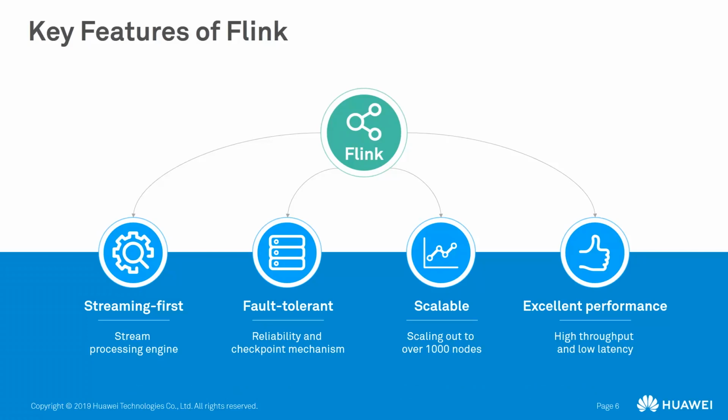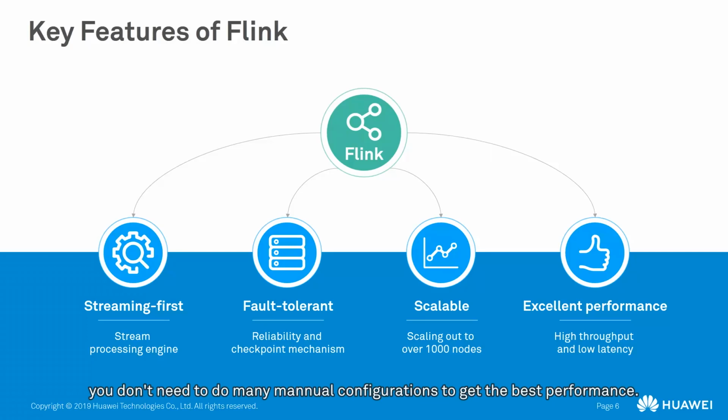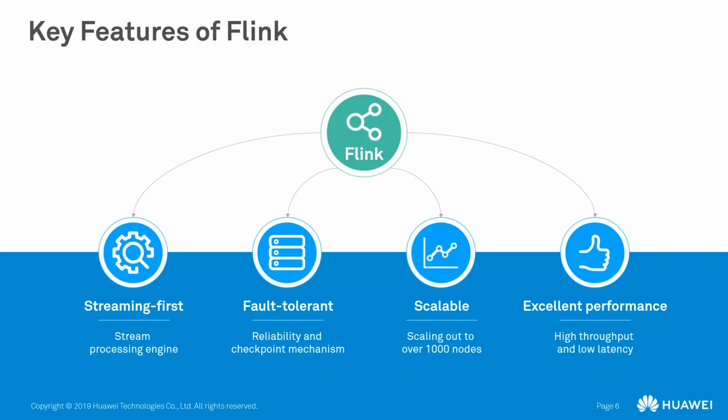Flink is distributed, and the lightweight snapshot mechanism helps in achieving a great degree of fault tolerance. It allows Flink to provide high-throughput performance with guaranteed delivery, and is highly scalable, able to expand nodes to more than 1,000. Besides, Flink is designed to achieve high performance and low latency. Unlike other streaming frameworks such as Spark, you don't need to do many manual configurations to get the best performance. Flink's pipeline data processing gives better performance compared to its counterparts.